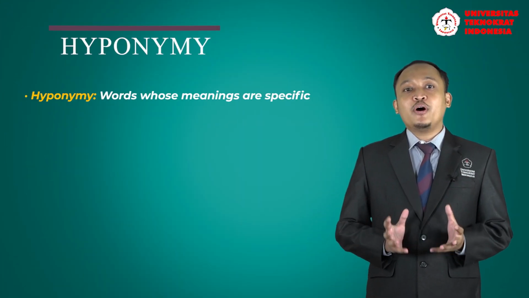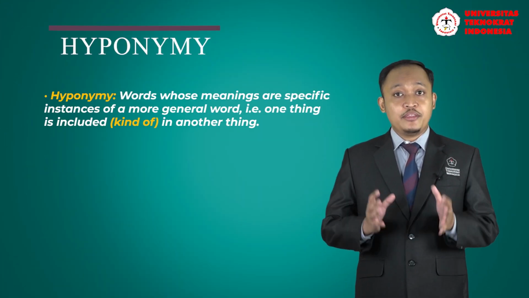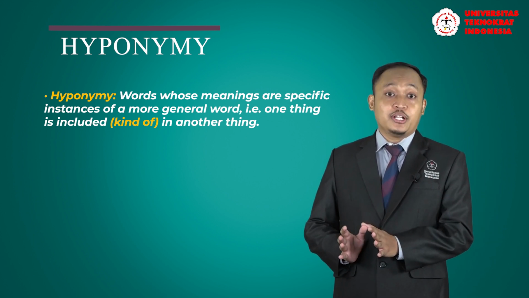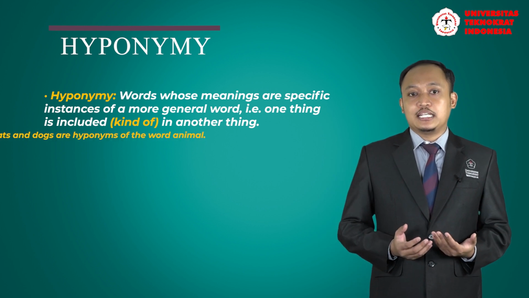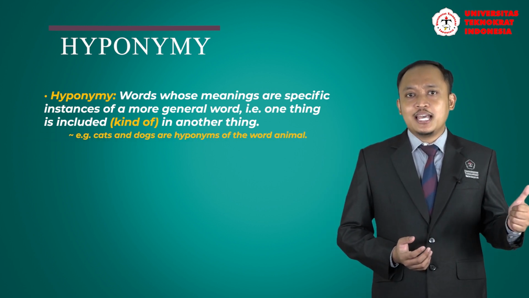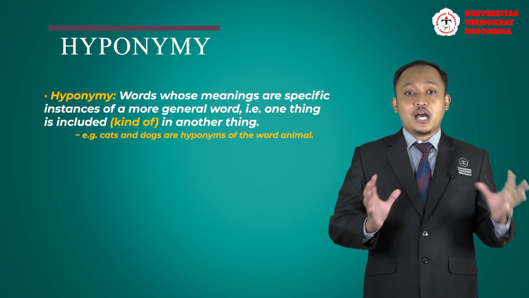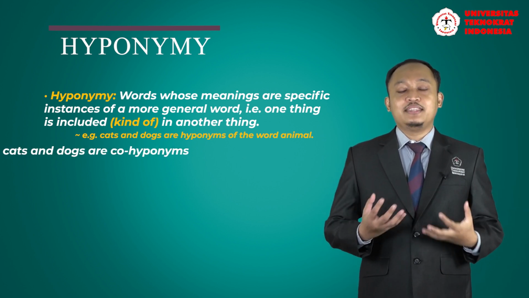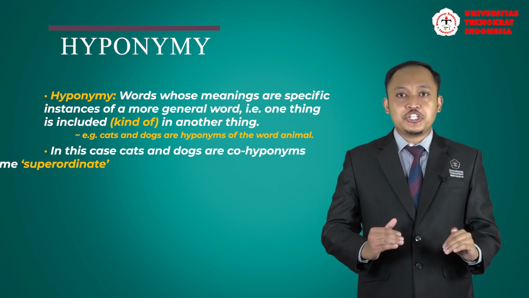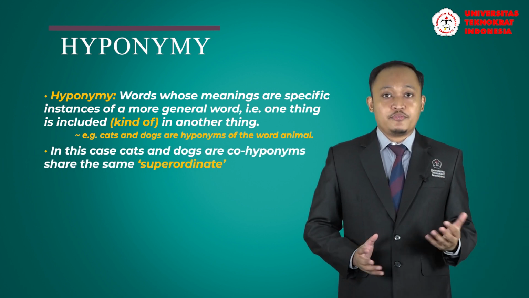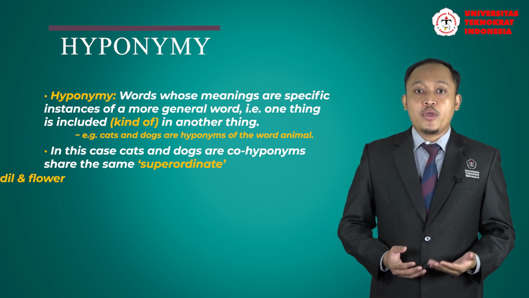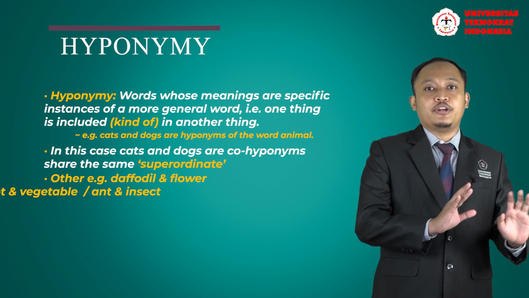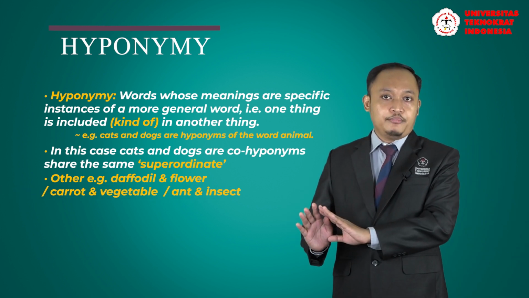Hyponymy. Hyponymy is the relation of words when the meanings are specific as opposed to general. For example, we have the terms cats and dogs, and those are hyponyms of the word animals. So imagine that these are the classifications or the naming of more specific objects. For example, we have the terms animal versus plant.